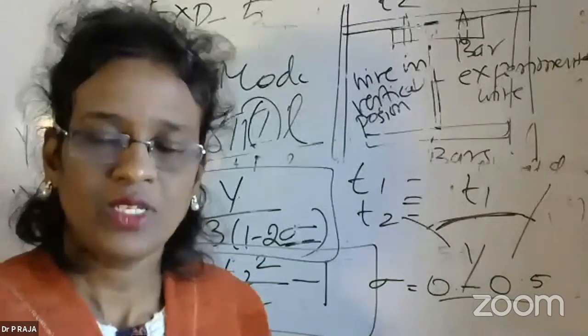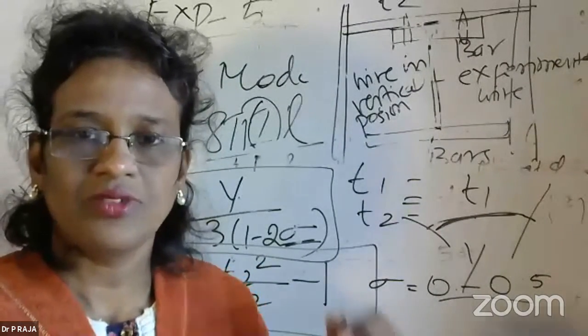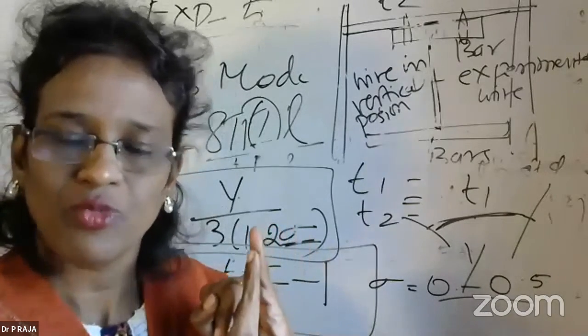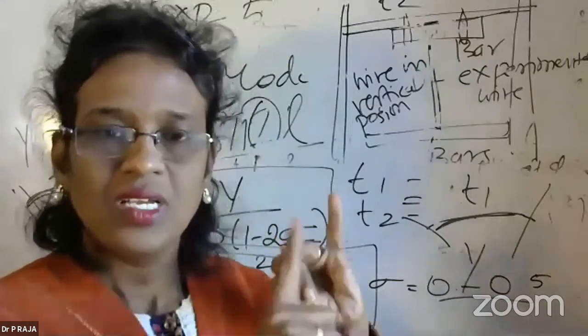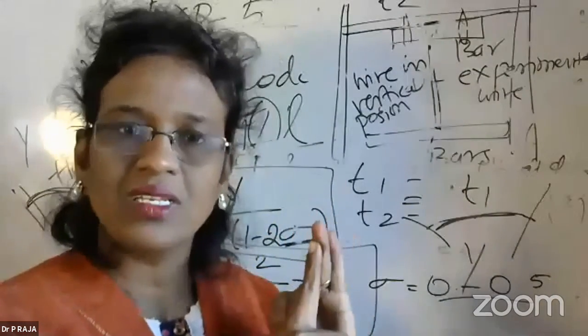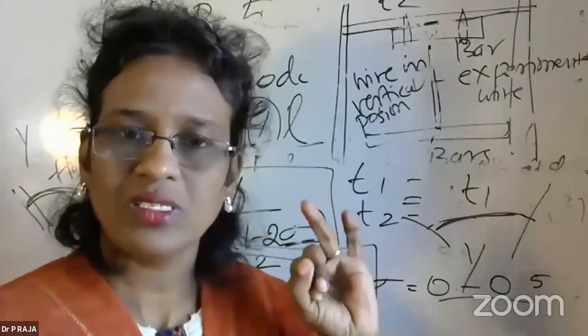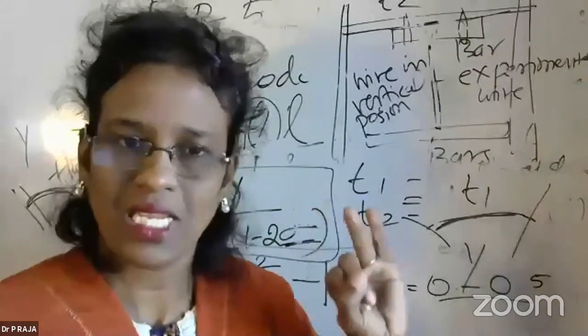So actually the first experiment I will repeat will be finding the radius of a given wire using screw gauge. The second experiment will be again the radius of a wire, maybe a different wire, a different material, using vernier. That will be your second experiment.